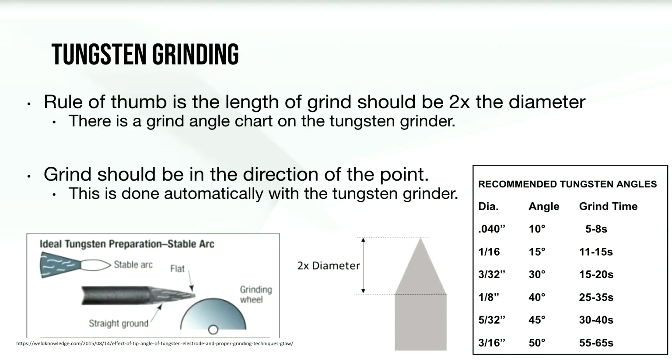Tungsten grinding. The rule of thumb is that the length of the grind should be 2 times the diameter. There's a grind angle chart on the tungsten grinder to help you with this. The grind should be in the direction of the point. And again, this will be automatically taken care of when using the tungsten grinder.